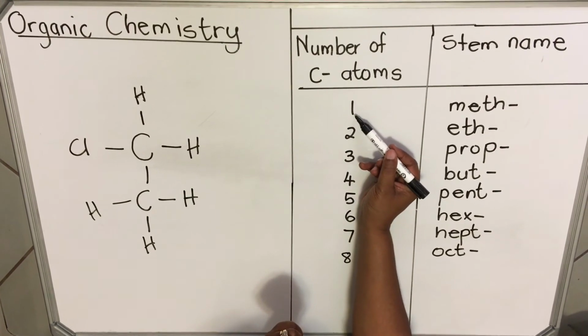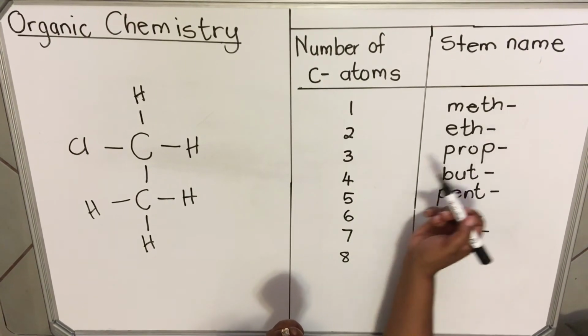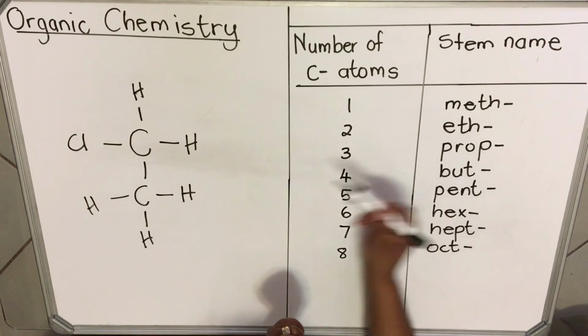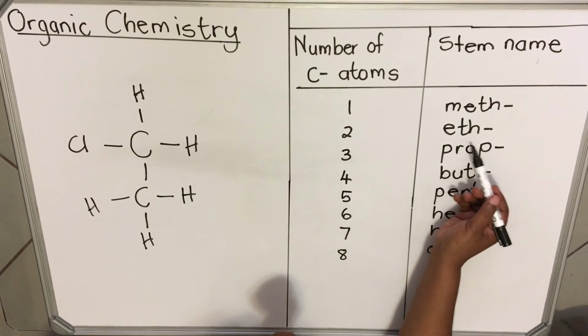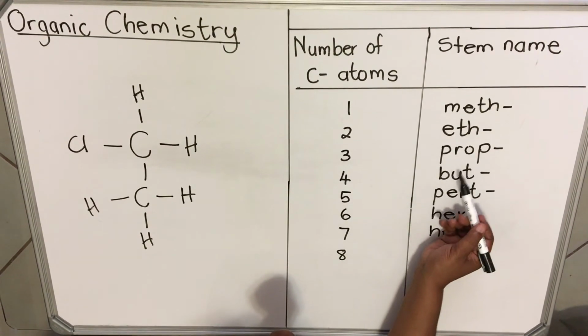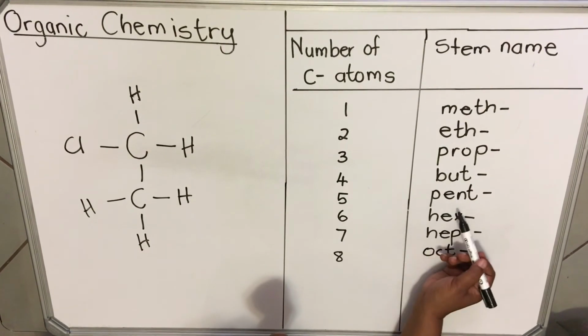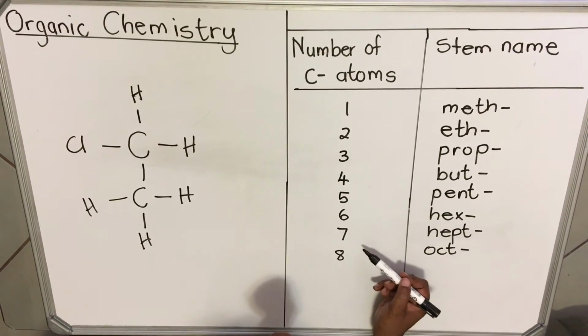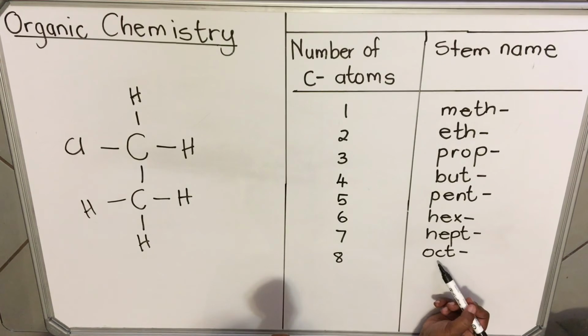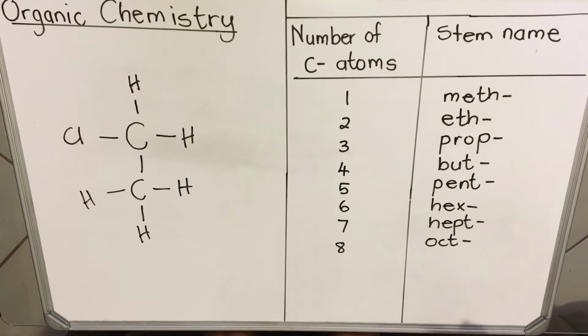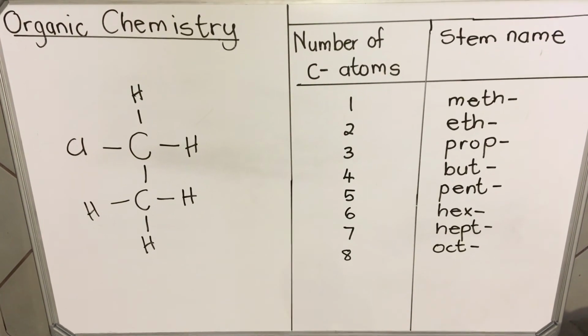If there's just one carbon, it will be meth. If there are 2 carbons bonding together, like the example that I've done here, it's eth. 3 is prop, 4 but, 5 pent, 6 hex, 7 hept, 8 oct. In some textbooks they'll do 9 and 10, but it's not required in grade 12.